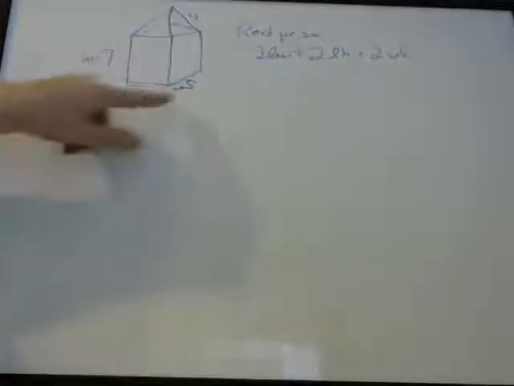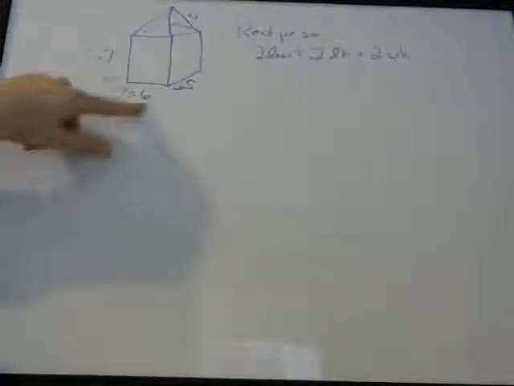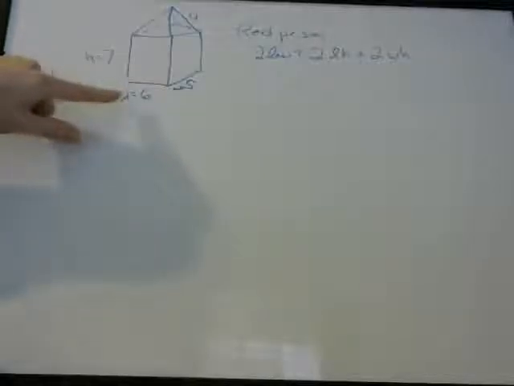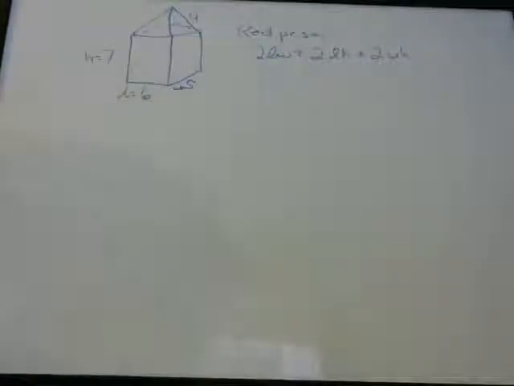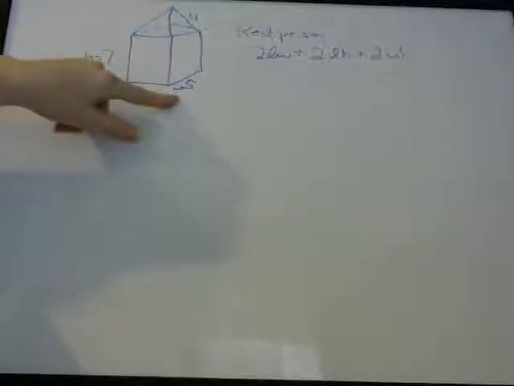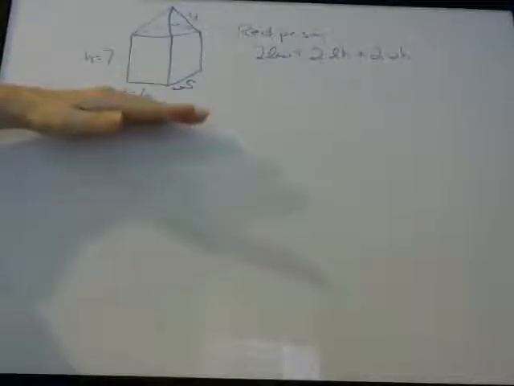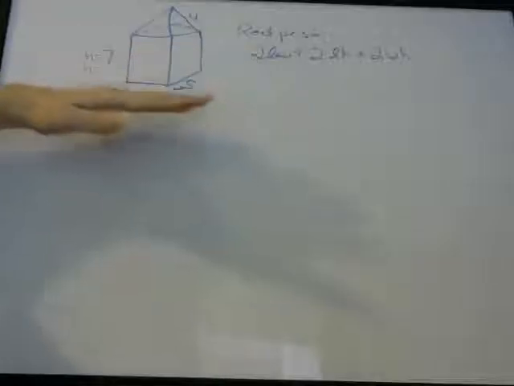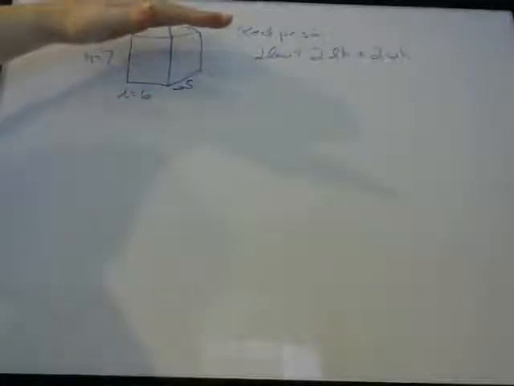I'll mark that later. So the width is 5, length is 6, height is 7. 2 times the length times the width is giving us the area of the bottom. So one of them, length times width, remember area of a rectangle is length times width, so that's the area of the bottom. We're multiplying it by 2 because we have a bottom and we have a top.